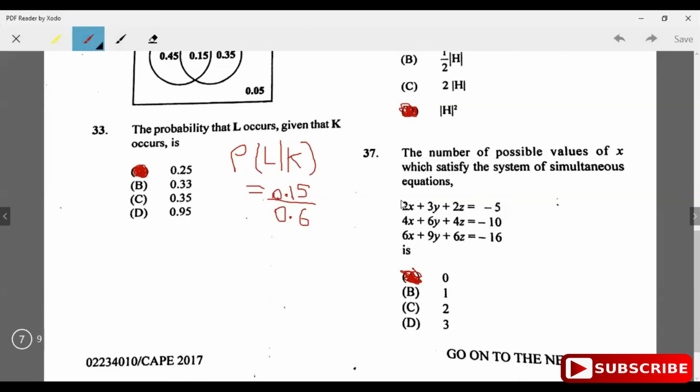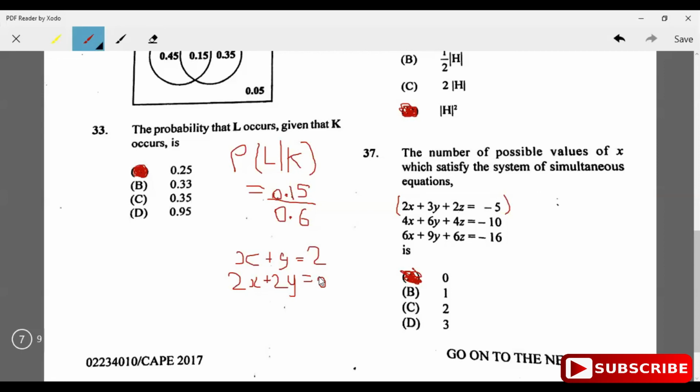When I say the system is inconsistent, think about it this way. If I tell you that x plus y equals 2, and then I tell you that 2x plus 2y equals 0, that makes no sense.